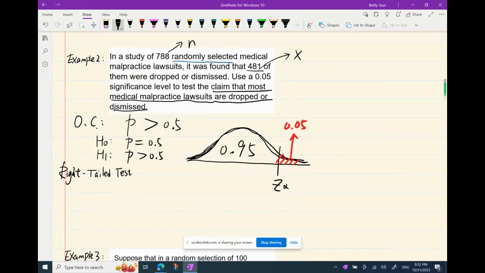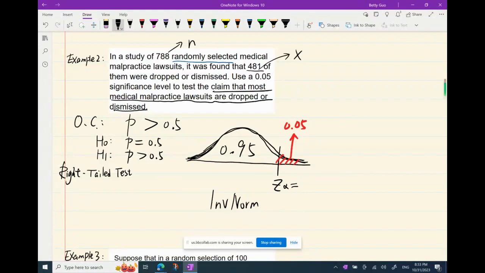Can anyone help me find z sub alpha? The function we're going to apply is inverse normal. Let's go to second verse. Inverse normal. For the area, please do not enter 0.05. You're going to enter 0.95. At this point, you should know that, right? This is from previous chapters. The area has to be the area of the region to the left of the z-score you are trying to find. So enter 0.95 here, and then mu is 0, sigma is 1.